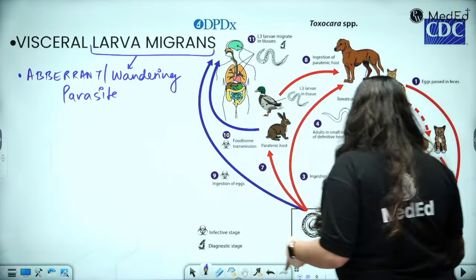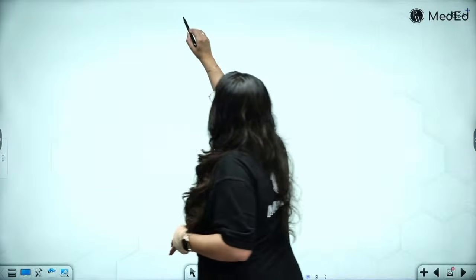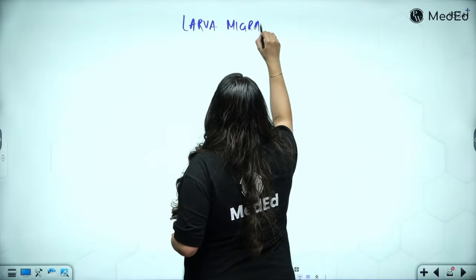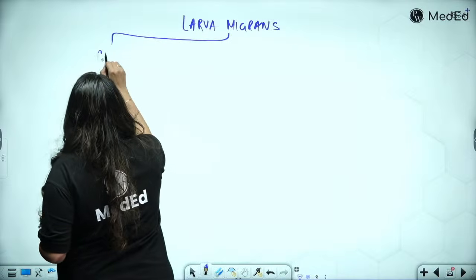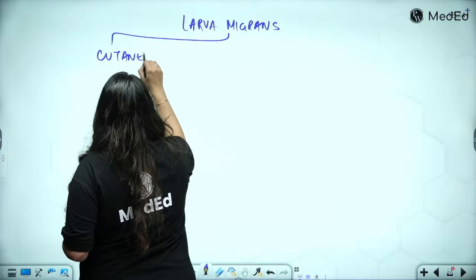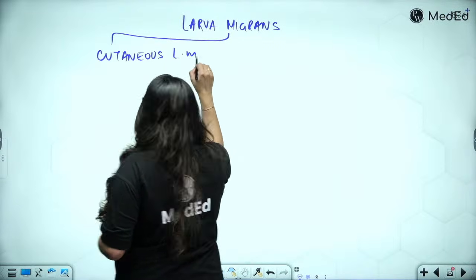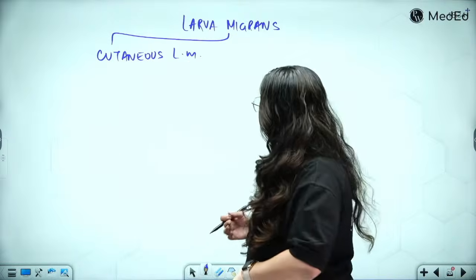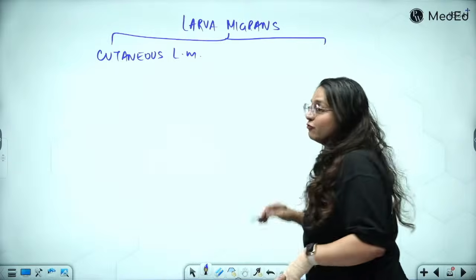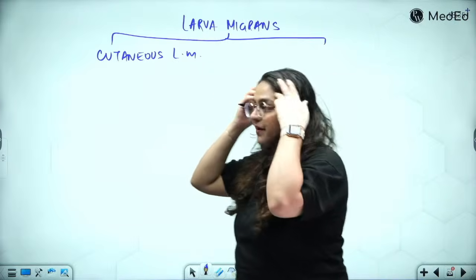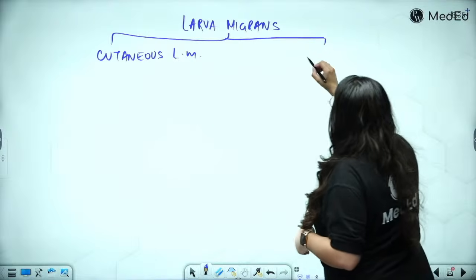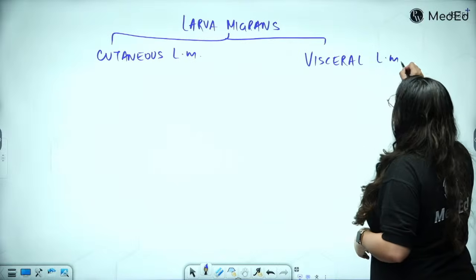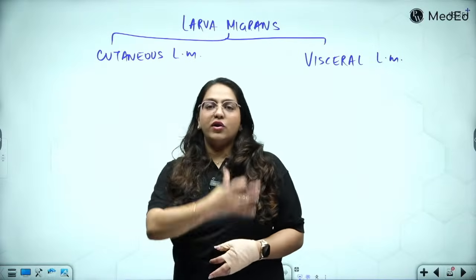So when I say larva migrans, I mean aberrant parasite, but I can mean cutaneous larva migrans, where it is literally running about under our skin. Yes, Nishkesh, you can. Or it can, but you have to be really devoted to it, okay? And it can be visceral larva migrans, wherein it is just running about inside my organs.